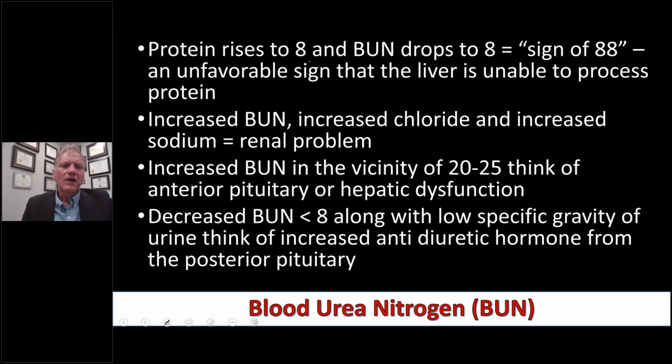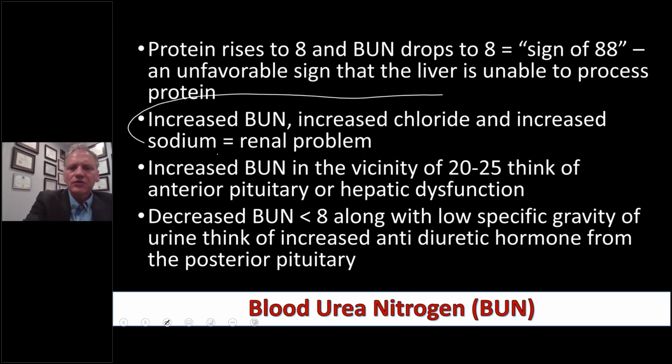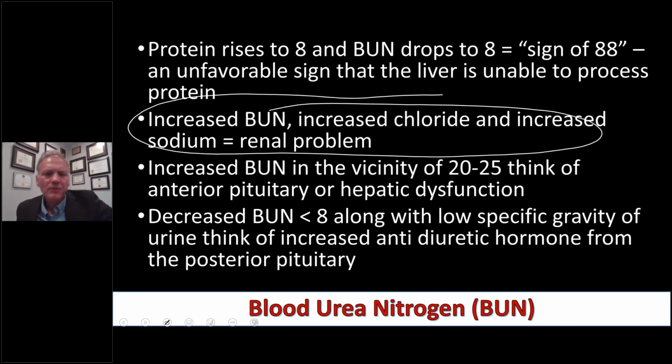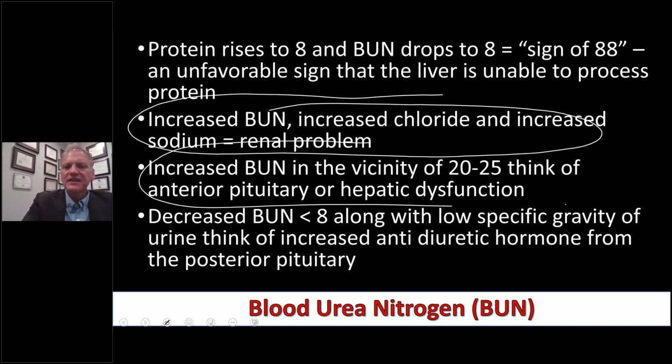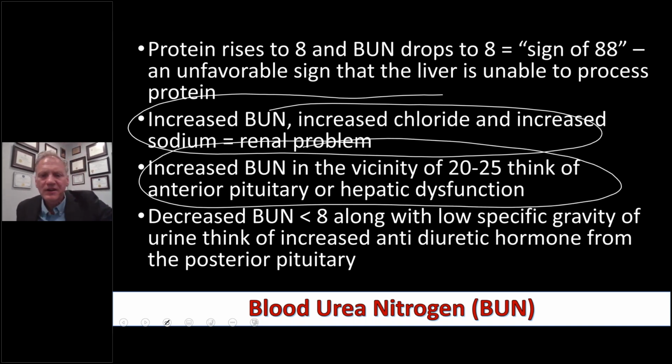All right, so increased BUN, increased chloride, and increased sodium, think renal problems. Here's just some patterns right here. Increased BUN in the vicinity of 20-25, think of anterior pituitary hepatic destruction. These are mainly inflammatory drivers. You can look at this, but the most common reason for the BUN to go up there is either dehydration or it's going to be inflammation, unless the creatinine is similarly raised.